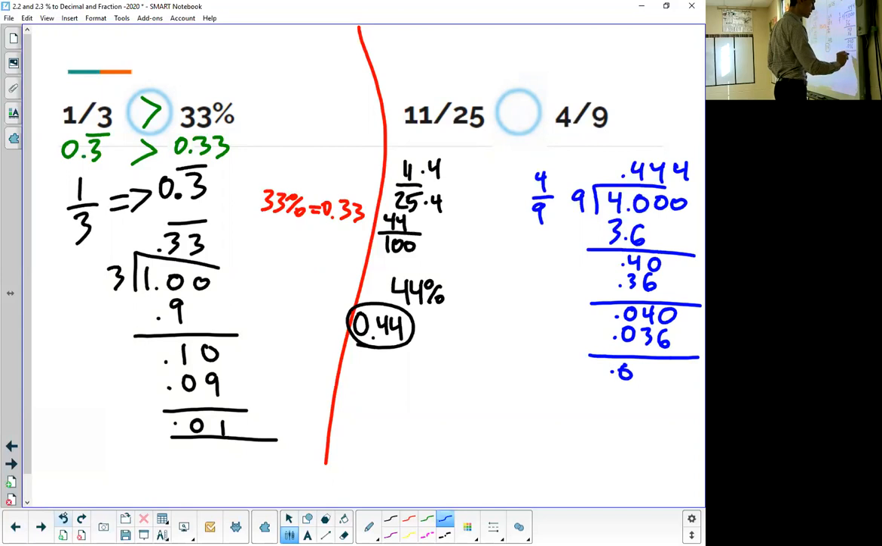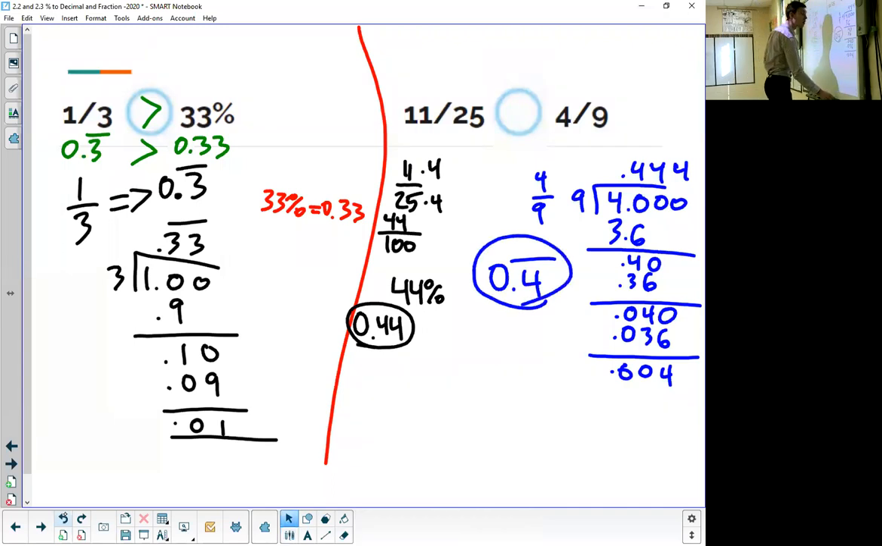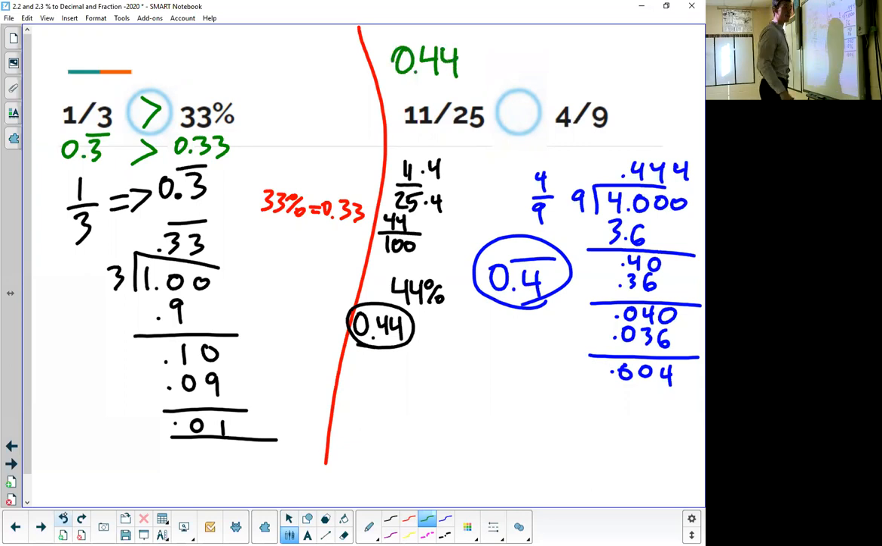The only difference is it is a different value. So with 4/9, we get 0.4 repeating, and that's our new decimal. So we have 0.44 for 11/25, because we multiplied by 4. And we have 0.4 repeating for 4/9.